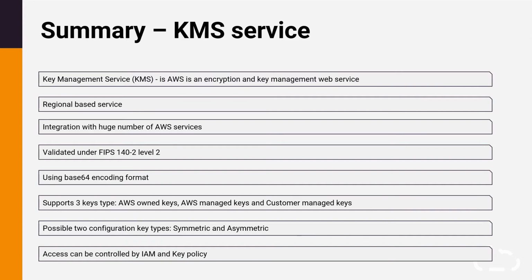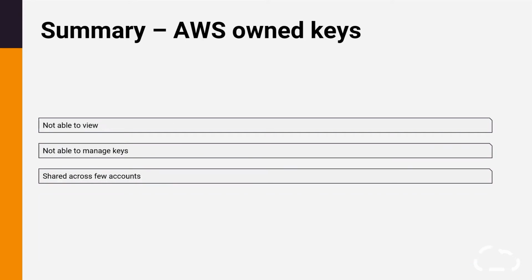Key types can be AWS owned keys, AWS managed keys, and customer managed keys. By configuration type, keys can be symmetric and asymmetric. Don't forget that this option can be set only at the creation step. And access control to a KMS key can be done through the IAM service and key policies. About AWS owned keys, keep in mind that you cannot see and manage them, and they are shared across a few accounts.